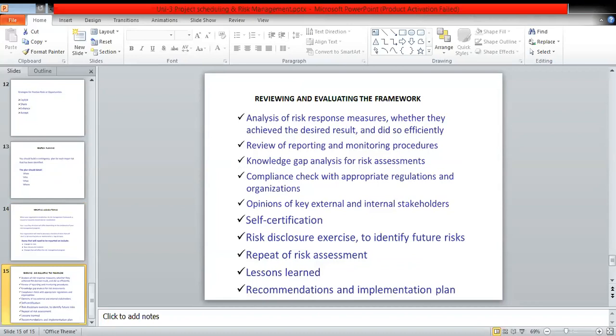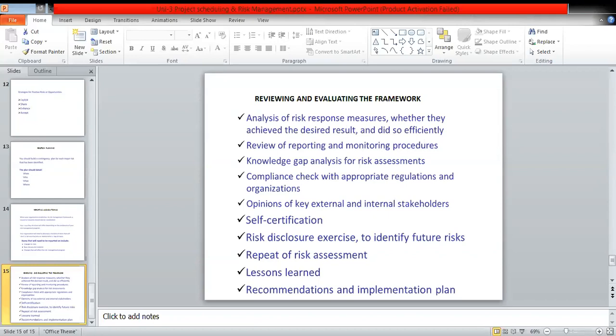What is reviewing and evaluating the framework? It is the analysis of risk response measures, whether they achieve the desired results and did so efficiently. Whatever the work, whatever the risks, whatever the major tasks, whatever the responsibility, you just take it. Those who are taken are those who know how to complete the work, those who have good experience about risks, right? So they start their work and complete it efficiently.